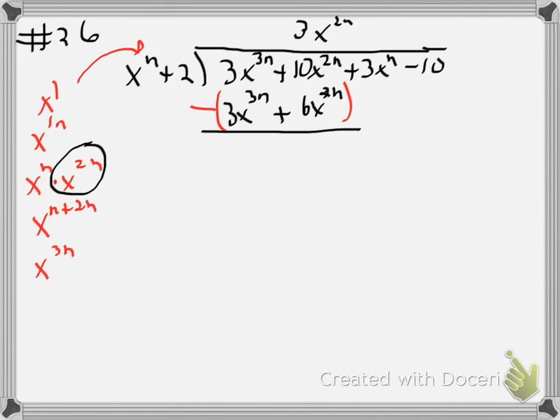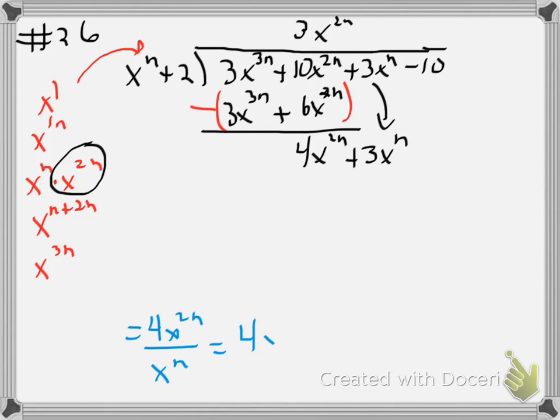And that's going to be 10 minus 6 is 4x to the 2n. I'm going to bring this down, and we'll go back through it. And we're going to ask ourselves the question here. If I want to equal 4x to the 2n, if I divided that by x to the n, that would be 4x to the 2n minus n, which is 4x to the n. So that's what I'm going to need to multiply at the top.